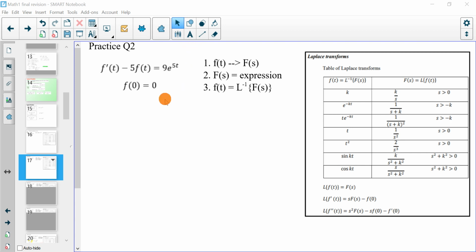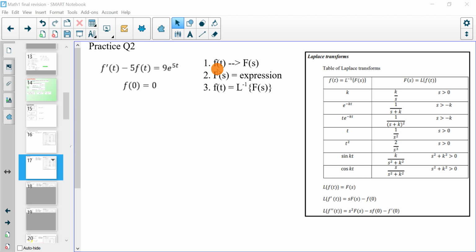In this video, we're going to use Laplace transform to solve a first-order differential equation. The process of Laplace, as a review, is: first step, use the Laplace transform table and transform the whole equation from f of t space to f of s space. That's including using the Laplace transform formula for the function and its derivatives.